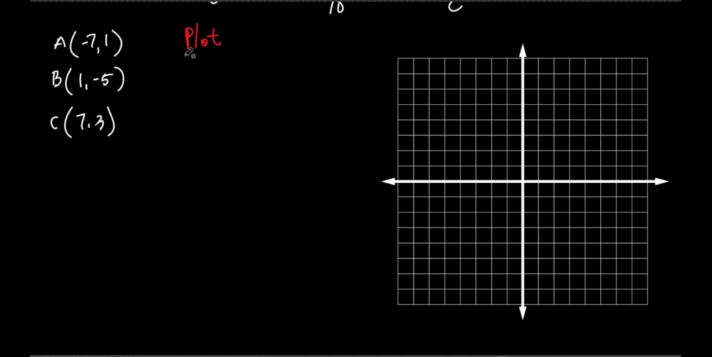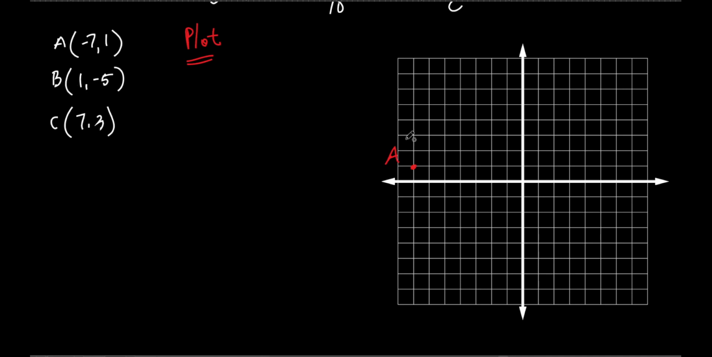So let's plot it first. Plot, that's the word that we're going to use. We could say graph, that's fine. If I say graph a point, that's fine. It completely makes sense, but we're going to say plot the points. So point A is -7, 1. So there's -7, there's +1. That's point A. And again, we did this on Friday, but we're going to do something different with it, though.